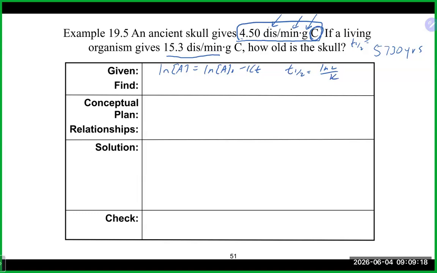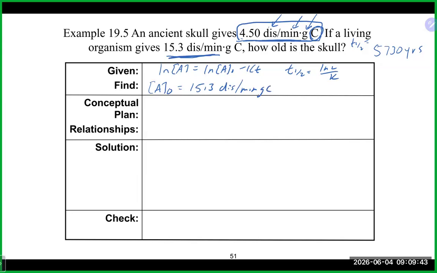And as I mentioned earlier, we can use rates as our concentrations. So our initial concentration is usually when you first start out, when you're living, right? So that is living in this case. It would be 15.3 disintegrations per minute per gram of carbon.